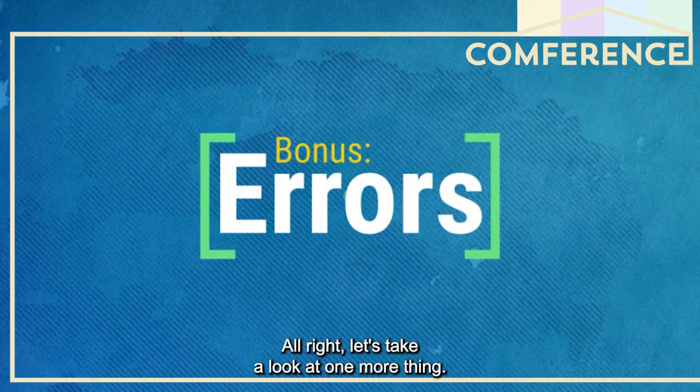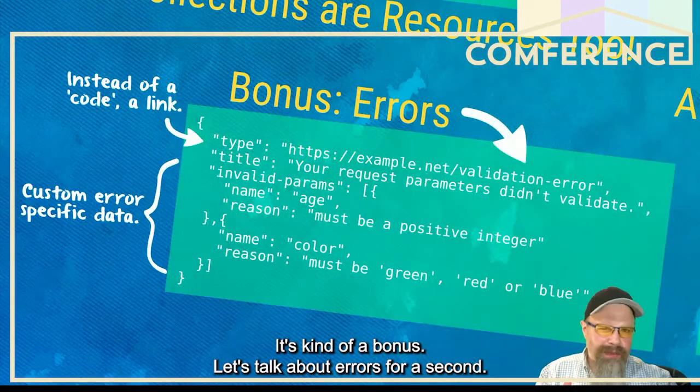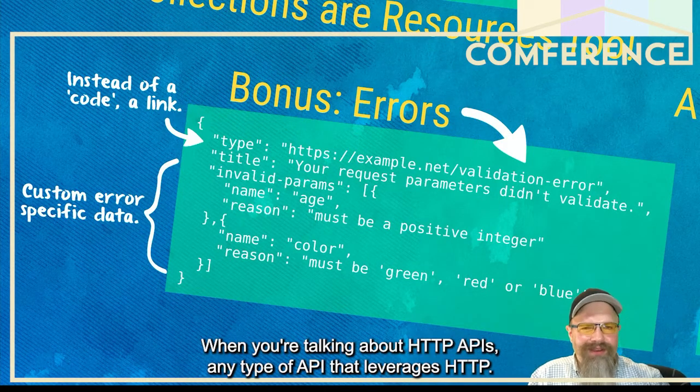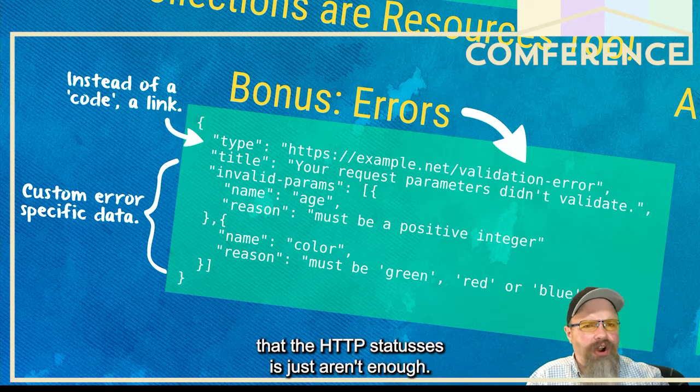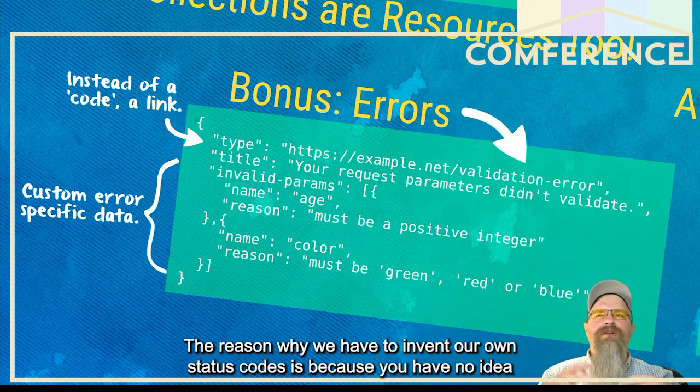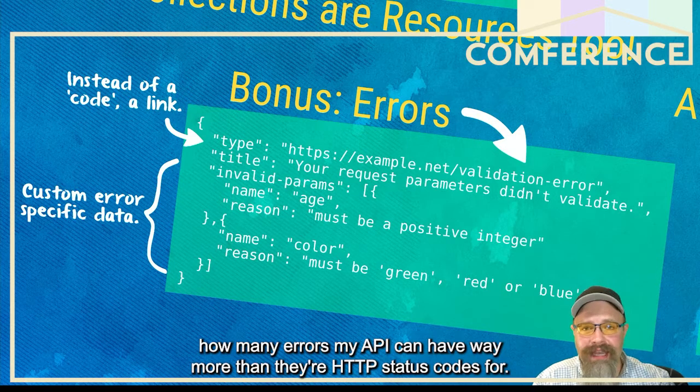All right, let's take a look at one more thing. It's kind of a bonus. Let's talk about errors for a second. When you're talking about HTTP APIs, any type of API that leverages HTTP, one complaint sometimes you'll hear is that the HTTP statuses just aren't enough. The reason why we have to invent our own status codes is because you have no idea how many errors my API can have, way more than there are HTTP status codes for.